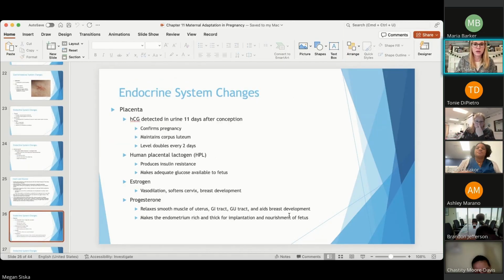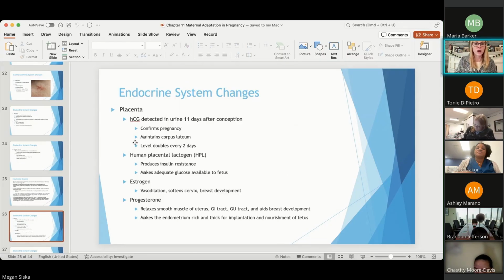Okay, so some endocrine changes. We talked a little bit about the placenta. The placenta secretes HCG, that pregnancy hormone, that can be detected in urine about 11 days after conception. It is a way that we can confirm pregnancy. Remember, it's not a complete positive, but it's a tool that we can use.